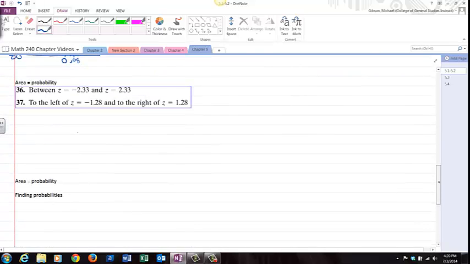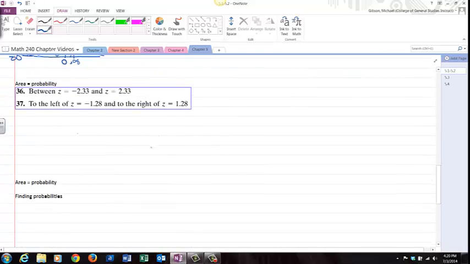All right, so now let's try another one. You know what? We're not going to do 37 at this point. If you want to try that on your own, it's in the book. Let's look at number 36. Find the probability of being between z equals minus 2.33 and positive 2.33. Again, you'll notice here, since it says z, that means we're standard normal, right? So the mean is still 0. The standard deviation is still 1.